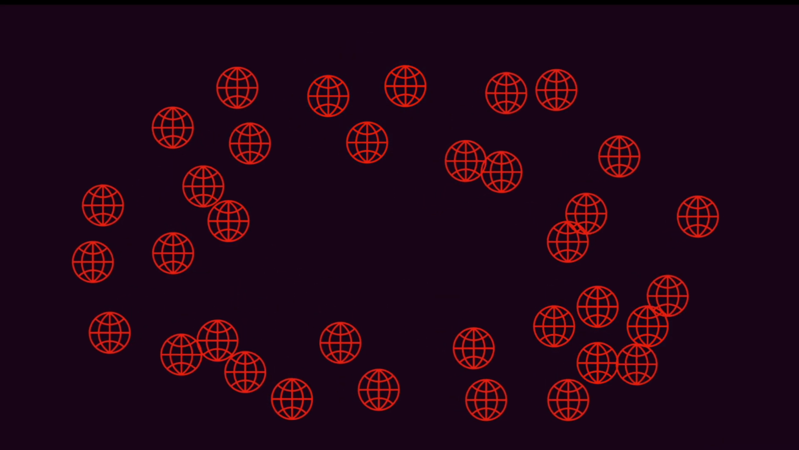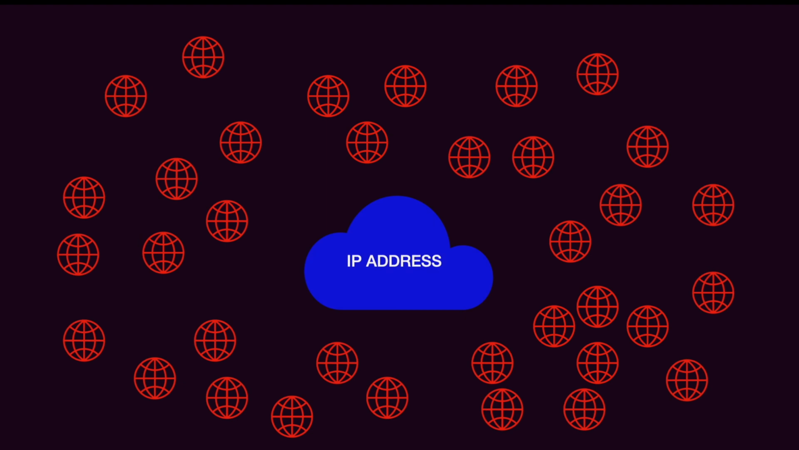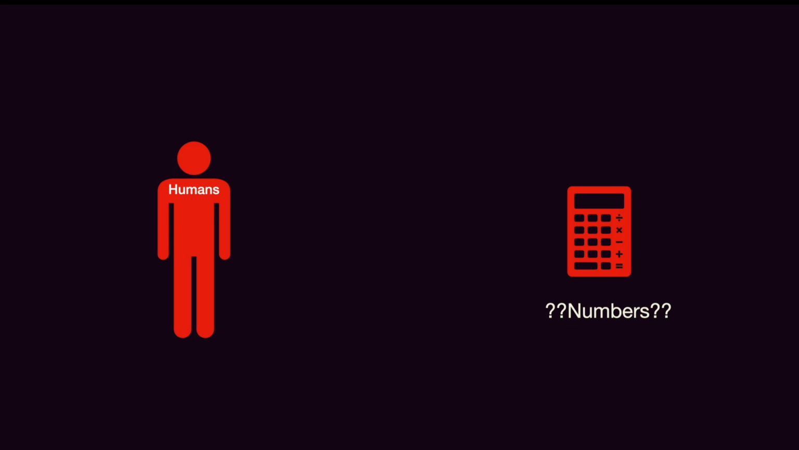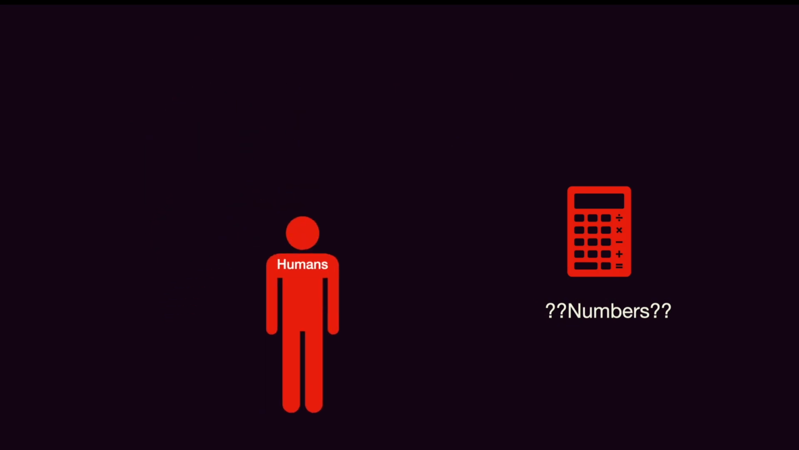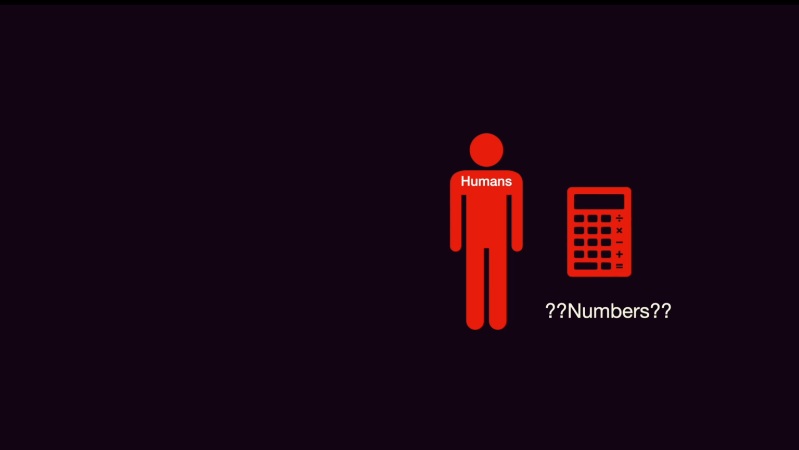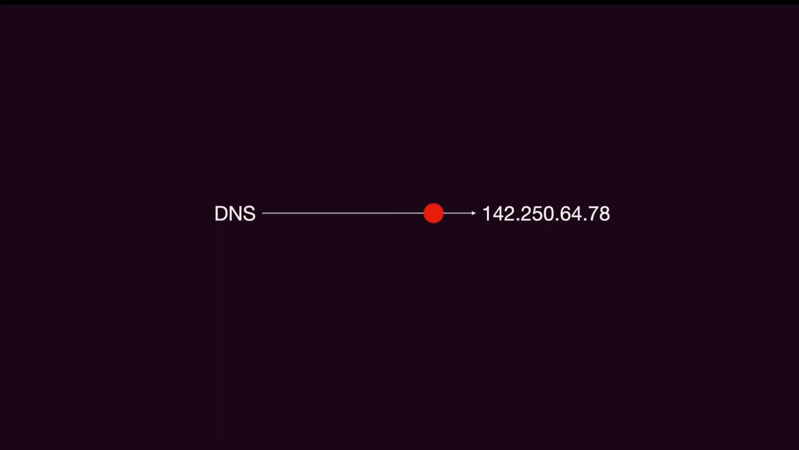Today we are breaking down how DNS works, the system that helps your browser find any website on the internet. Every device connected to the internet is identified by an IP address, a string of numbers. But humans don't remember numbers, we remember names like google.com. That's where DNS, that is the Domain Name System, comes in. It translates domain names into IP addresses so your browser knows where to go.